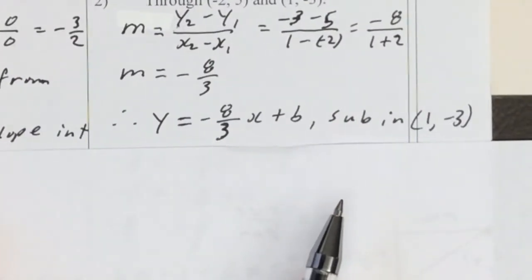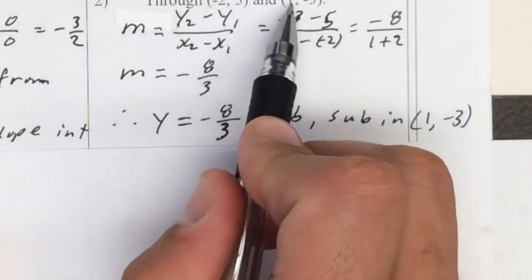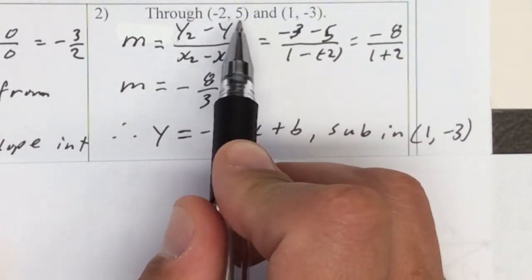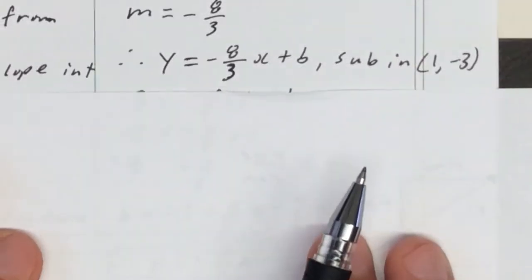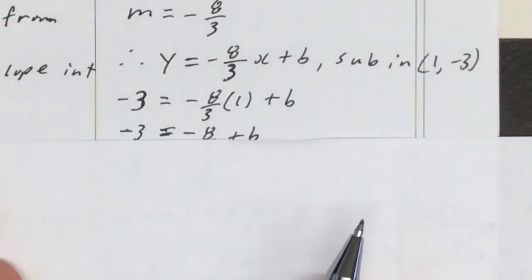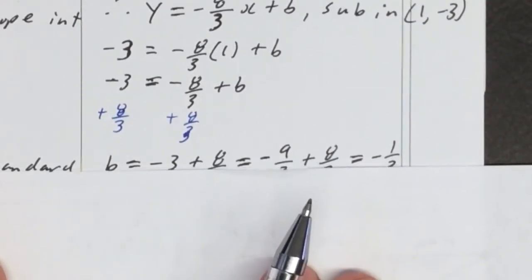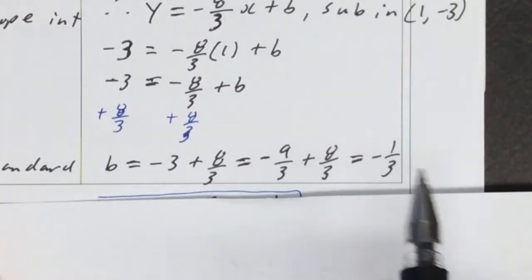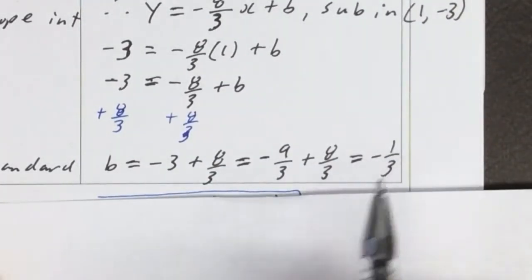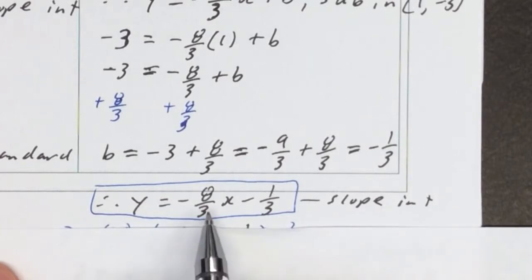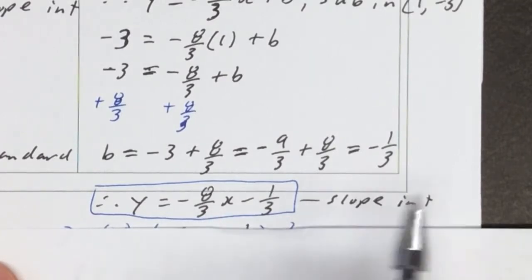Sub that into the formula and sub in 1, negative 3. You could have done negative 2, 5. You should try negative 2, 5 to see if you get the same answer. Sub in 1, negative 3, and you get a y-intercept that is negative 1/3. And then we have this as the equation of the line: y equals negative 8/3 x minus 1/3.